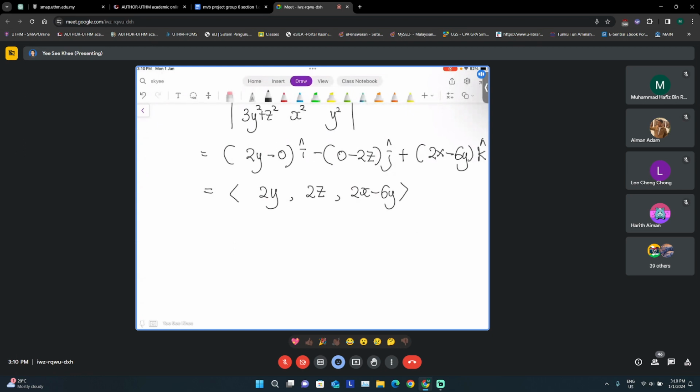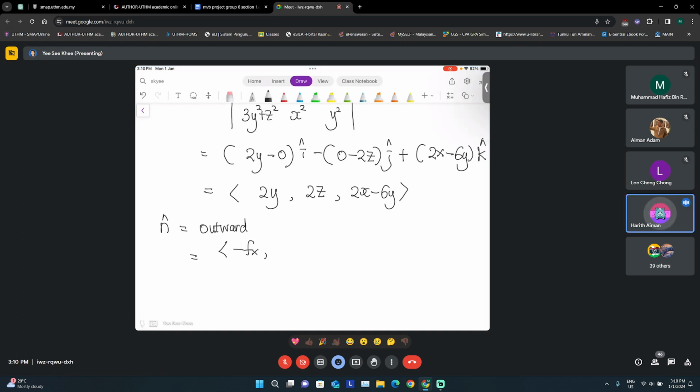Next is to find the n. But here the question didn't tell us what the n is, right? So we just use the outward equation of the n, meaning that n is equal to the gradient of f.